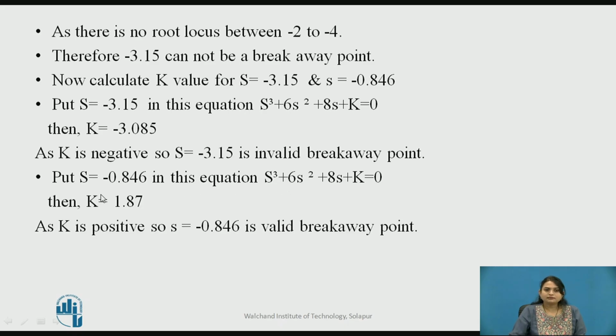Now second, we put s is equal to minus 0.846 in this equation, and then we will have k is equal to 1.87. Here k value is positive, so s is equal to minus 0.846 is a valid breakaway point. So it will be lying between 0 and minus 2.